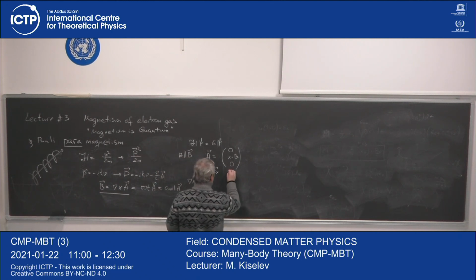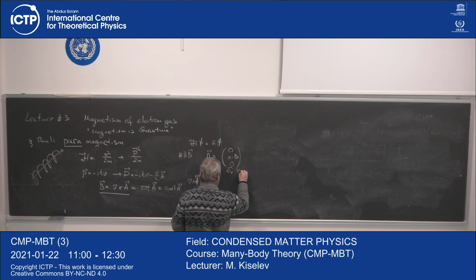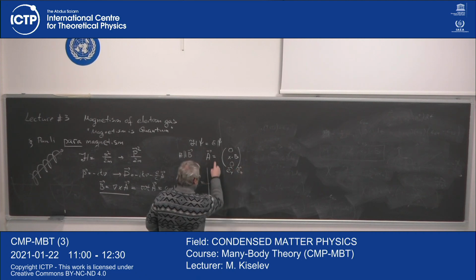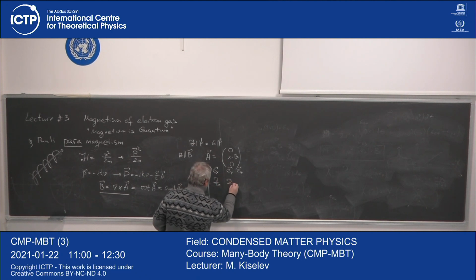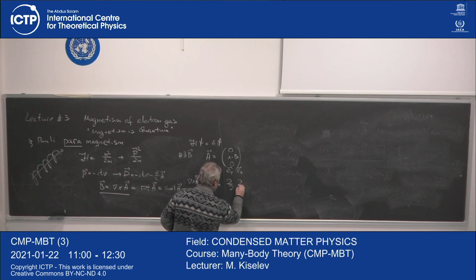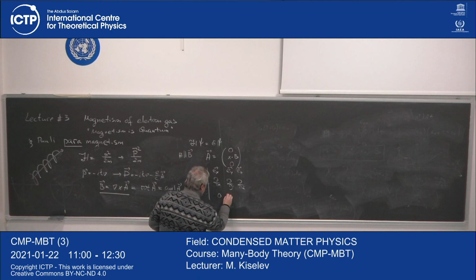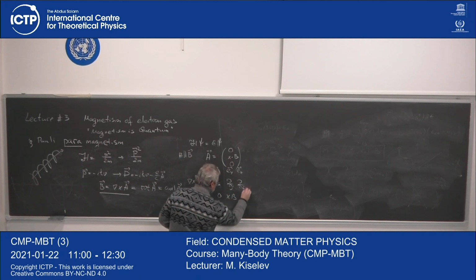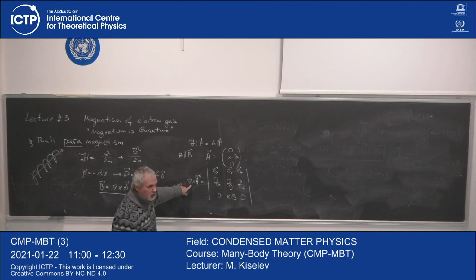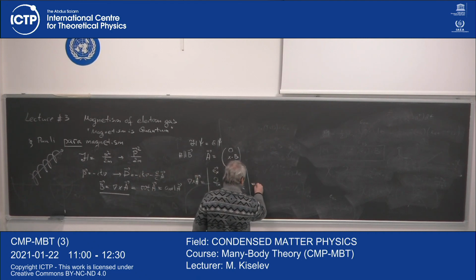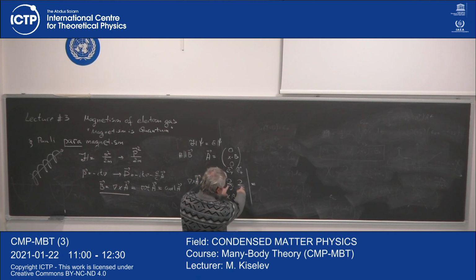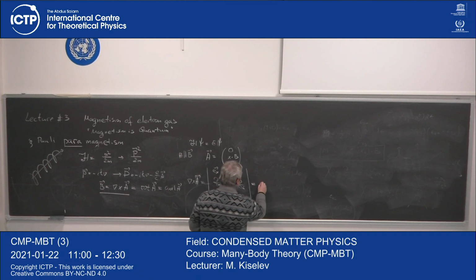Vector product is determinant. This is Ex, Ey, Ez. Then I need to put d over dx, d over dy, d over dz. This is operator nabla. And then I need to put a 0, xB, 0. So this is how nabla cross A looks like. So I compute determinant: Ex times this minor, d over dy, 0, d over dx, xB, 0.